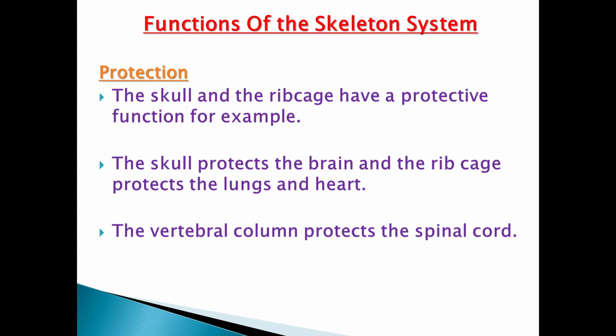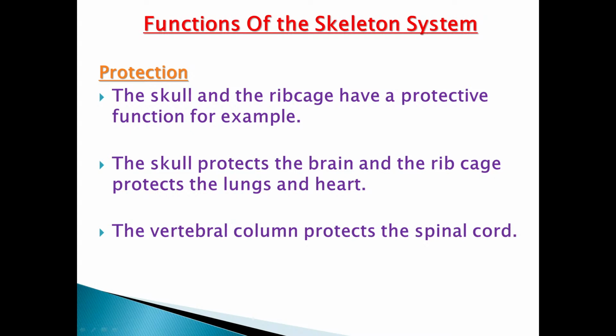So the first one is protection. In terms of questions, I can ask you to list or give me 2 functions of the human skeletal system. If I ask you to give me 1 function of the human skeletal system, then protection would be 1. So right away you can just say protection and that's it. You would get your 1 mark. But I can extend that question, give you a part B, and ask you to give me an example in terms of protection. For example, the skull and the rib cage have a protective function. The skull protects the brain and the rib cage protects the lungs and heart.